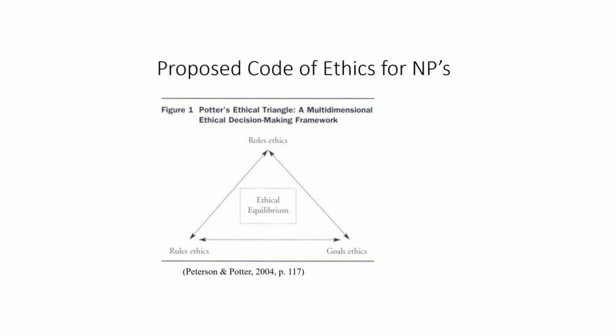Potter proposed that a code of ethics for nurse practitioners should be based on an equilibrium of goals ethics, rules ethics, and roles ethics, which the author described as the same as virtue ethics. The ethical principles are based on the AANP standards of practice for nurse practitioners. Peterson and Potter stated, "To establish an ethical code for the profession, we first sought to determine the scope of practice for the profession of NP." This illustration is the framework of Potter's multidimensional ethical decision-making tool.